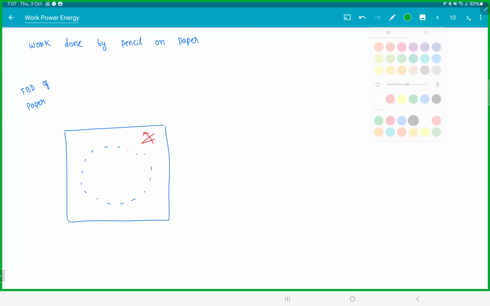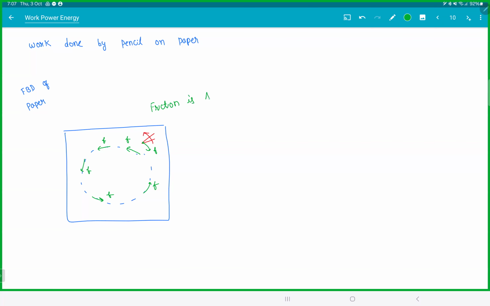So how will the friction be on the pencil? On the pencil, friction will be backward. On the paper, friction will be forward, right? So this is how the friction will be on the paper. Friction is anti-clockwise on paper because friction will be opposite to the pencil's motion, but that is fine.